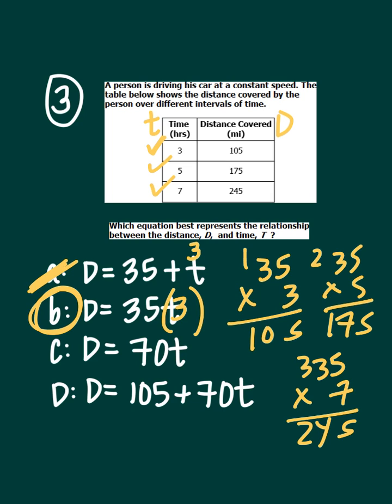If you look at C, multiplication times 70, well, if you think about it, if we plug in 3 here, 7 times 3 is 21. If you add the 0, that would be 210. That doesn't work. D doesn't work because we're adding 105 to 70 times T.